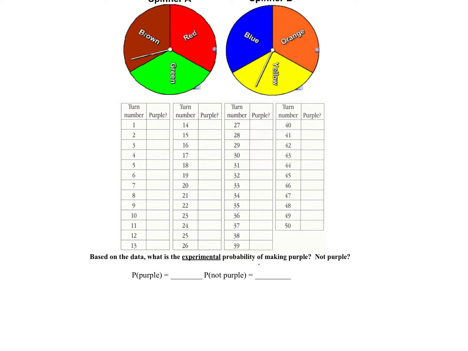We got purple twice out of 25 times, which means 23 of the times we did not make purple. So it's either purple or not purple. And if we want to get a percent, well, 2 out of 25 would be, let's see, times 4 would be 100. So 8% of the time we made purple, and then 92% of the time we did not get purple. So now we want to look and see, that's our experimental probability. We want to see about the theoretical probability.